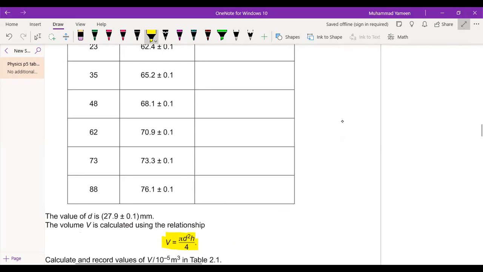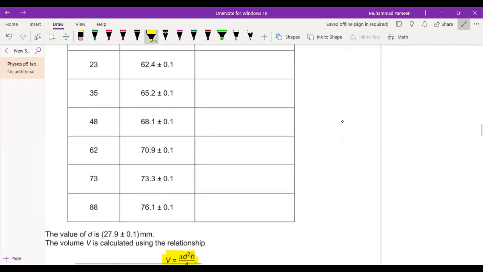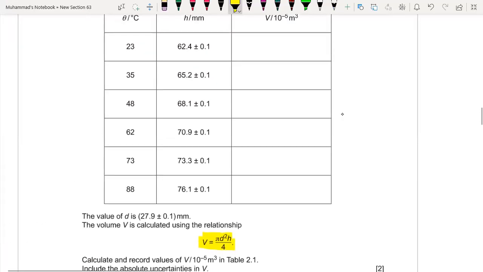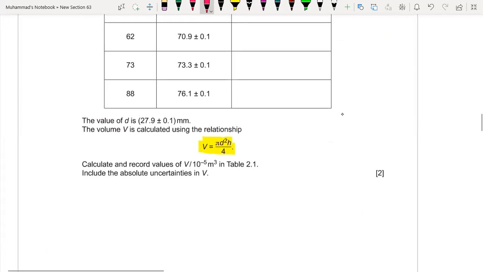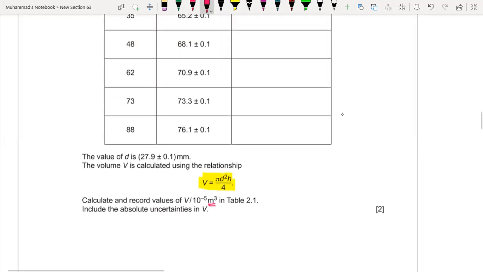So the volume is pi d square h divided by 4. Let me write the formula over here. Volume is pi d square h divided by 4. So calculate and record the values of V divided by 10 to the power minus 5. And be careful, this should be written in meter cube. Include the absolute uncertainties in V.